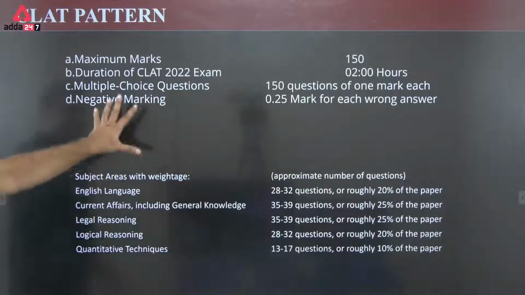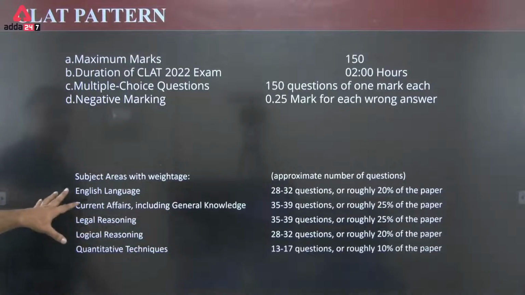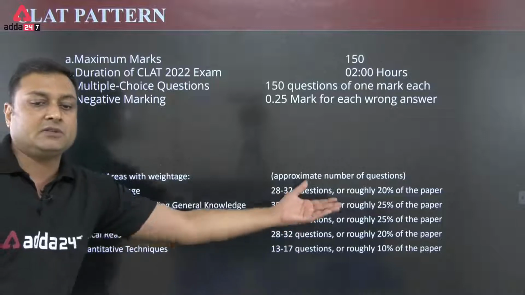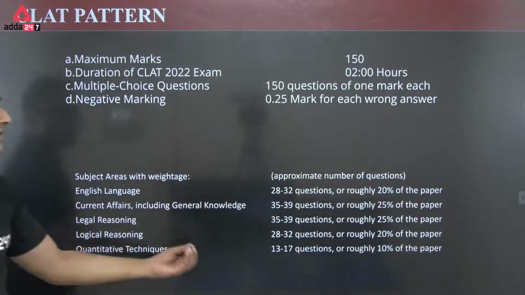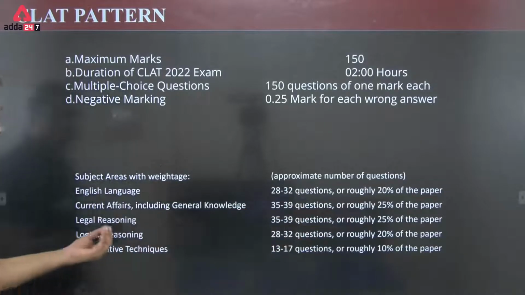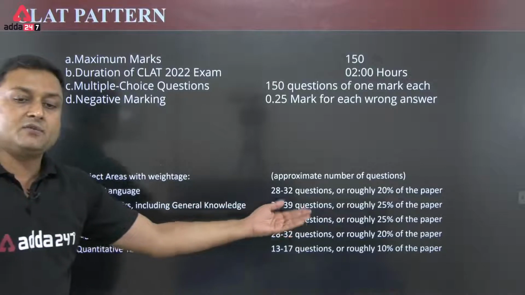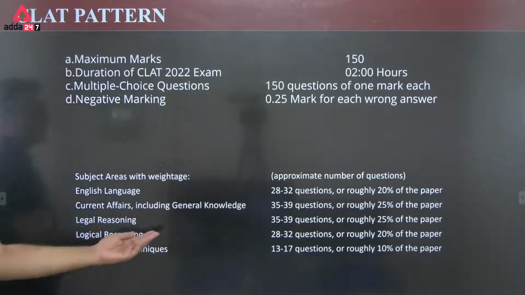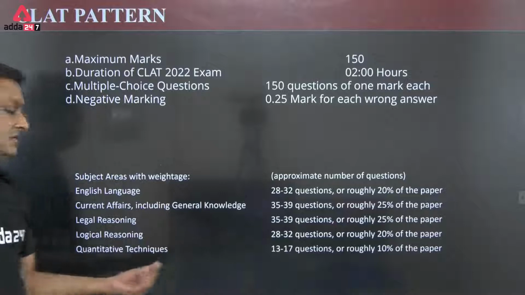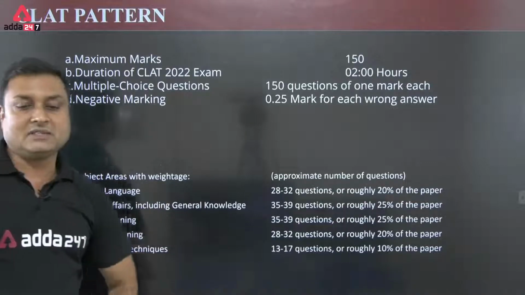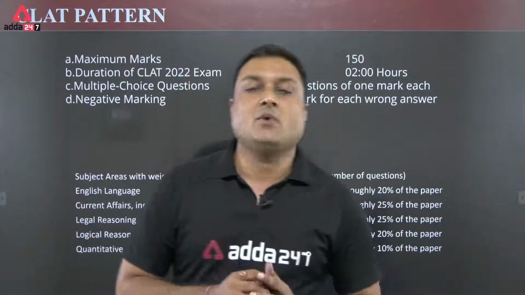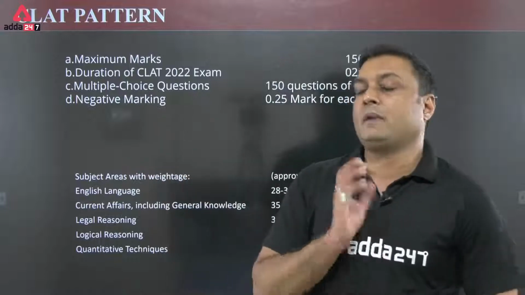Alright, the weightage of subject areas is like this: English, you have around 28 to 32 questions. For current affairs you have 35 to 39 questions. Then legal reasoning, you again have 35 to 39 questions. Logical reasoning, you have 28 to 32 questions, and quantitative techniques, you have 13 to 17 questions. This is what the entire structure of the paper is.